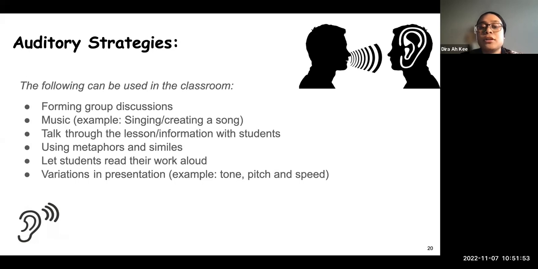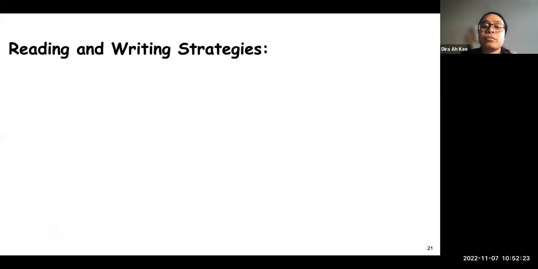So for example, talking things over in detail to support their understanding. You could also let students participate and engage in reading their work aloud. And lastly, during the teaching process, engage students through variations in your tone, speed, and pitch of your voice. These are just some ways to support auditory learners in the classroom. There could be other types of strategies, but it is always important to remember that your strategies need to suit their learning style. Now, what about students who learn through reading and writing?